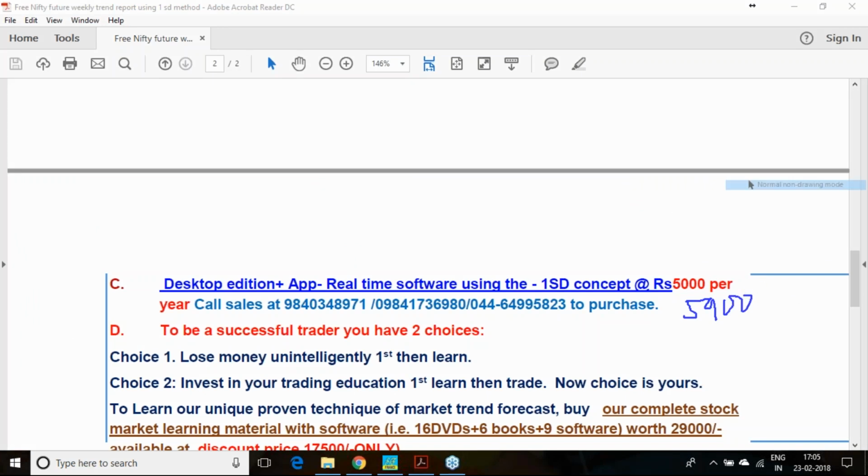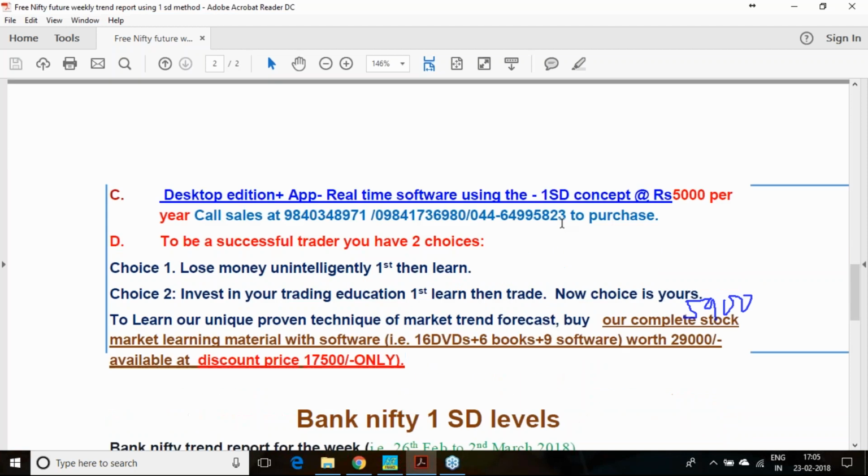So this is very important, how we understand the trading business.